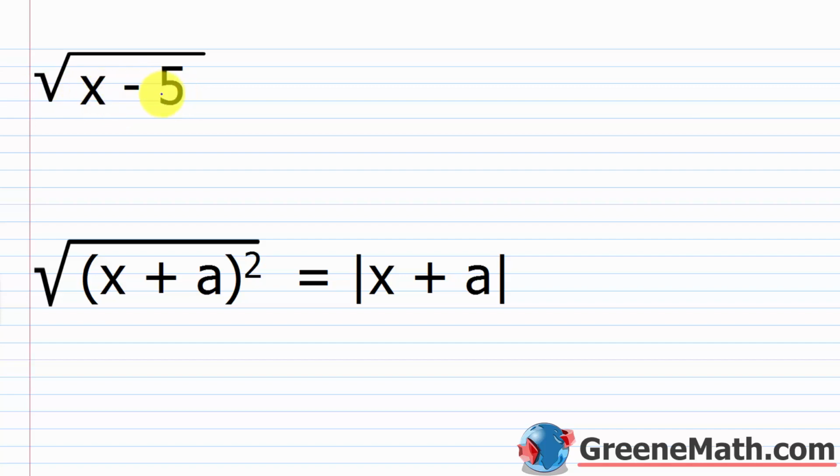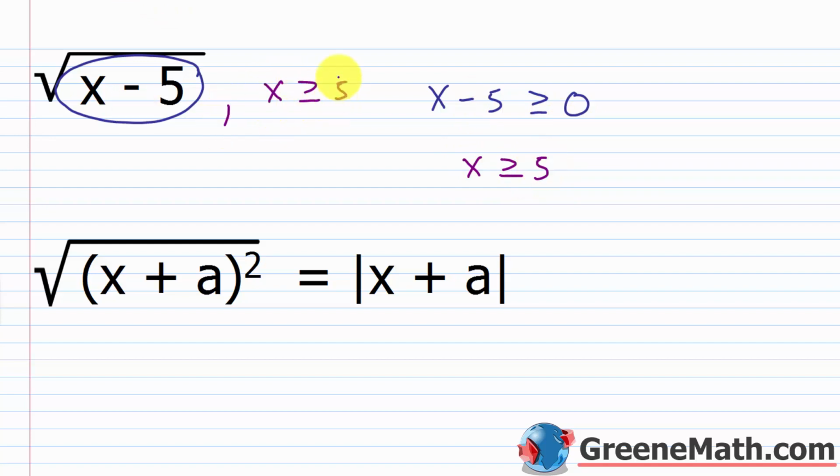So for this guy right here, we need to figure out where it's defined, right? If we don't want to take the square root of a negative, then we've got to take our radicand here, which is an expression, and say, okay, this has got to be greater than or equal to 0. I would just solve this inequality. So I would add 5 to each side, and I would have x is greater than or equal to 5. So we would put this restriction and say x is greater than or equal to 5 here.